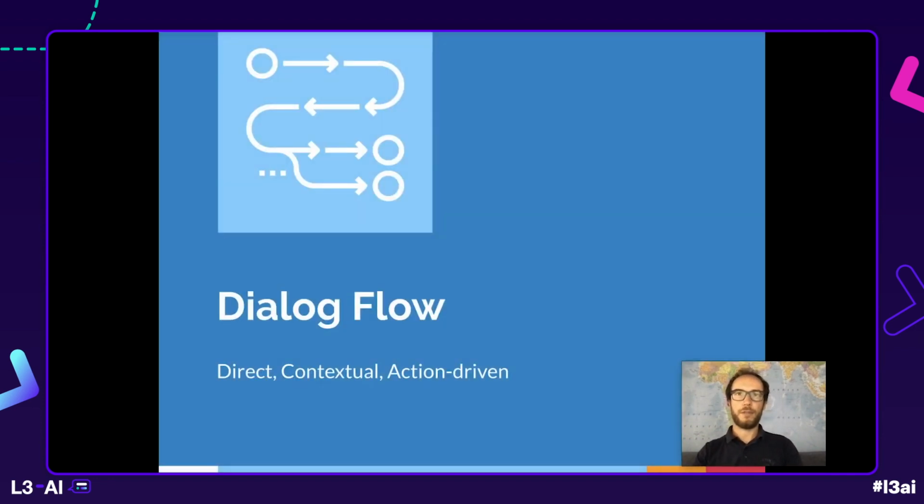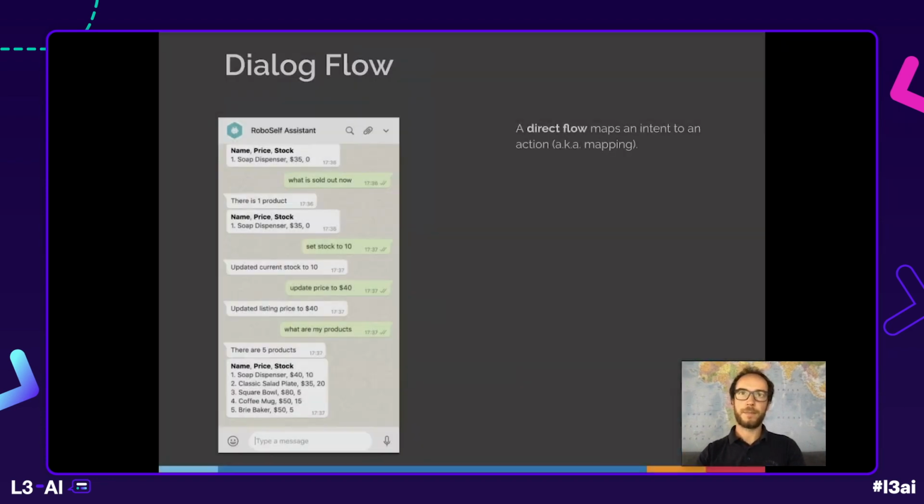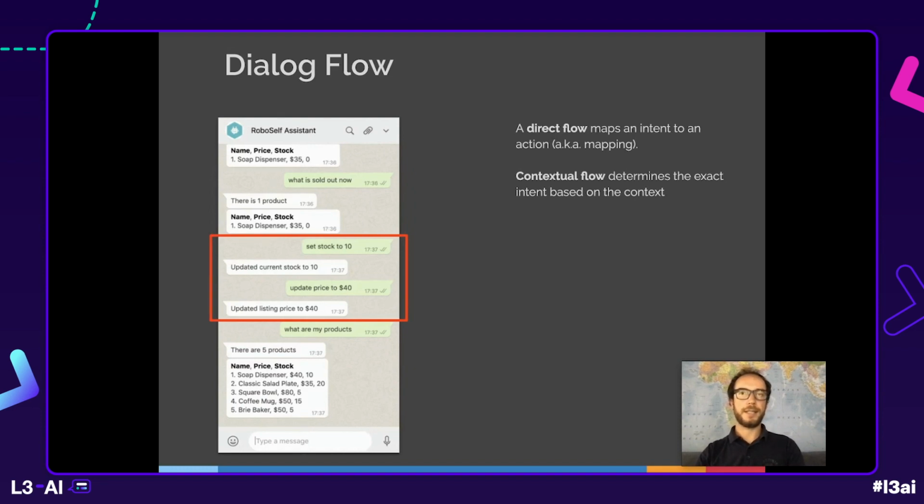An important topic to cover is, of course, the dialog flow. We are talking about conversational AI after all. Currently, we support three types of dialog flow: direct, contextual, and action-driven. A direct flow maps an intent directly to the action that needs to be executed. We've seen this, for example, when we've asked the assistant a question. A contextual flow, on the other hand, determines the exact intent based on the context. And we've seen this in the example when we've asked the system to update the stock without specifying, again, the product.